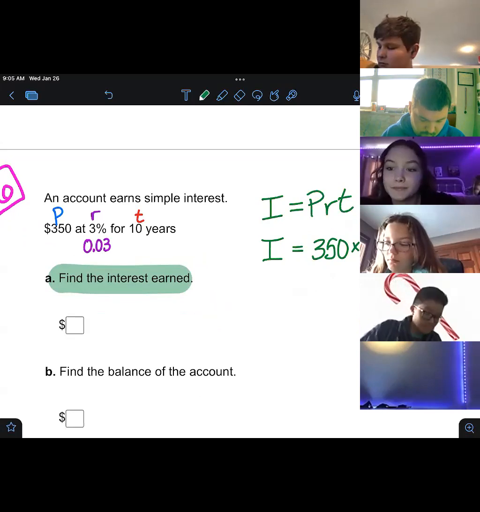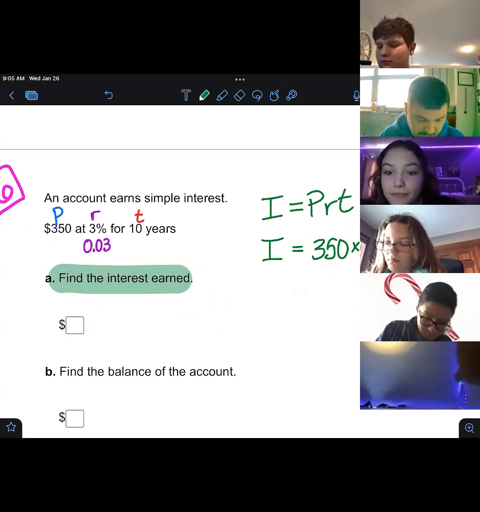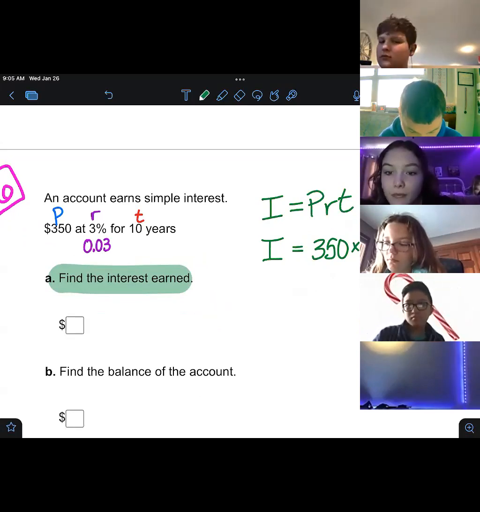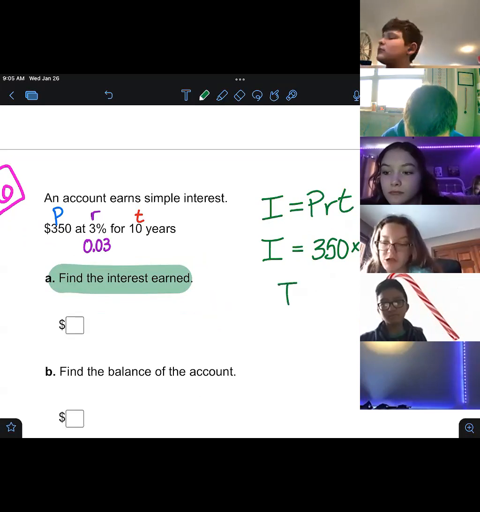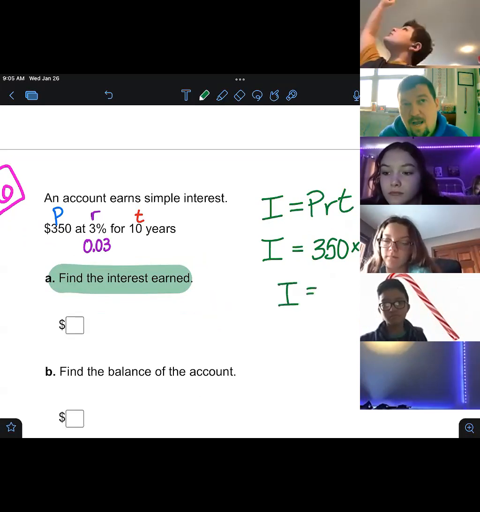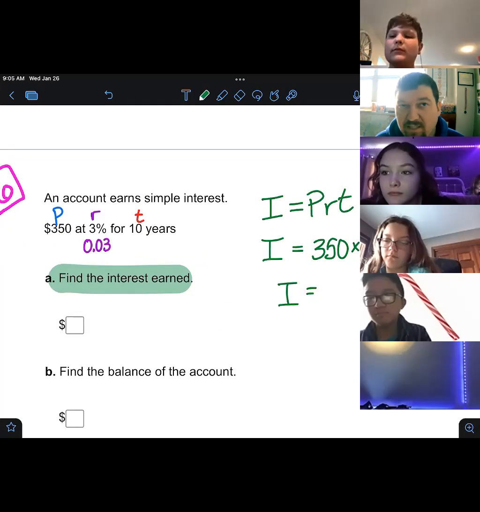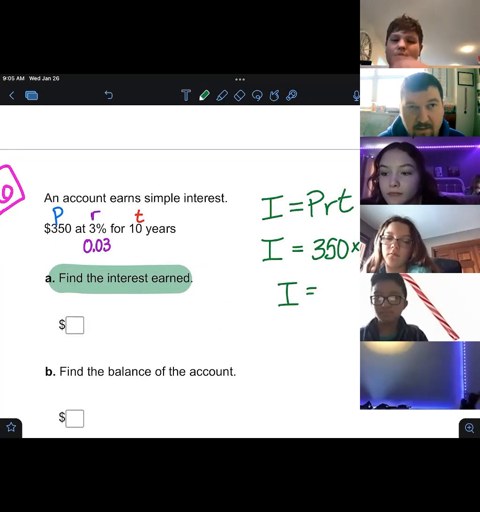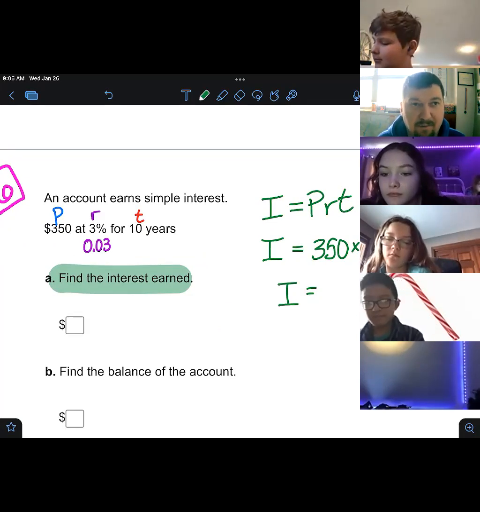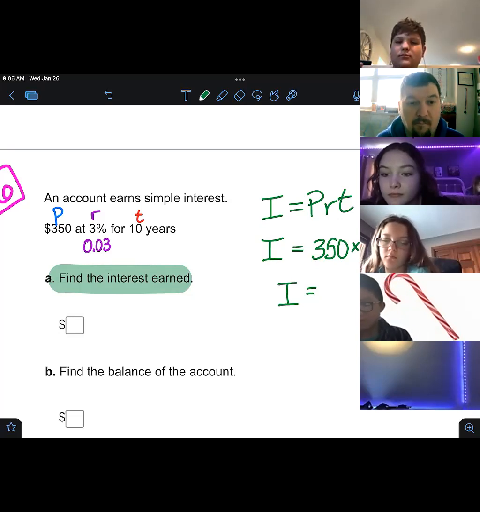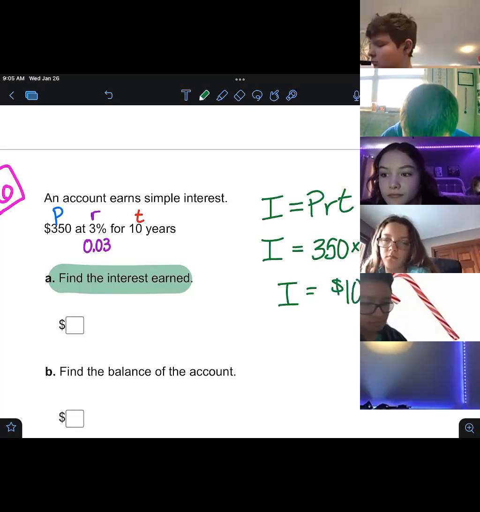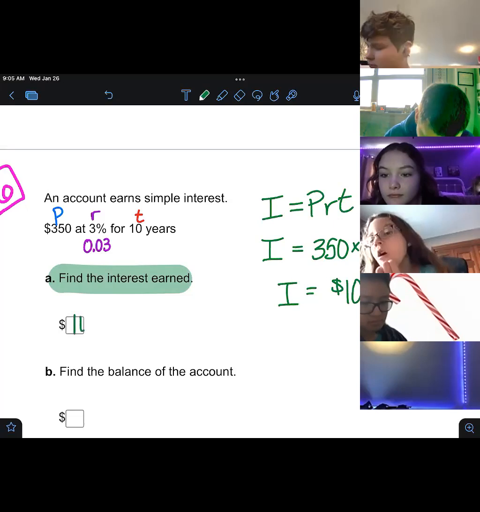One second. I'm trying to find my calculator. Okay, that's fine. What did you say again, Mr. Bright? Can you multiply 350 times 0.03 times 10 so we can find out our interest for this problem? Okay. 105. That's correct. So $105 is our interest, and that's the answer to part A.